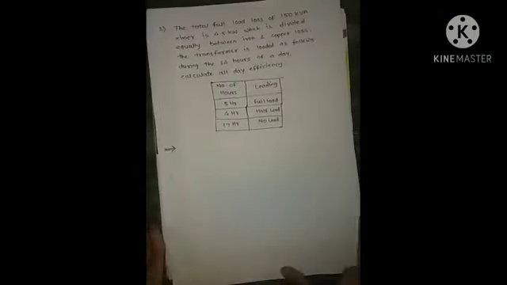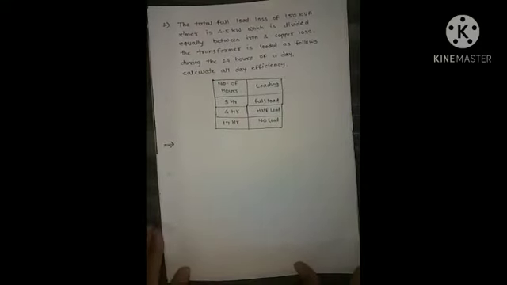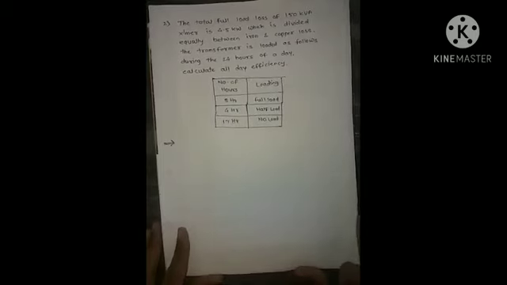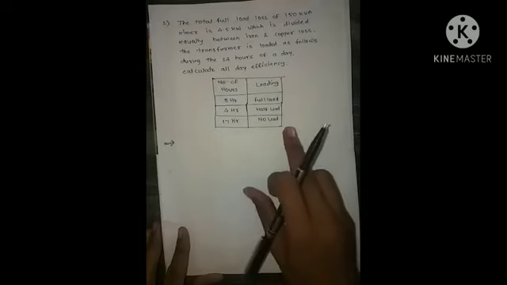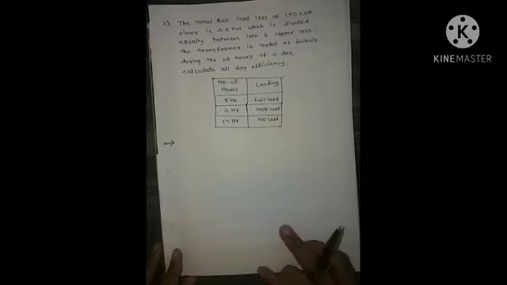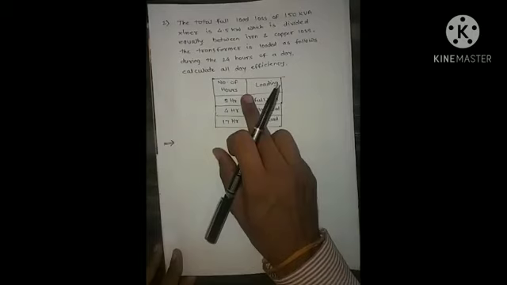So the next numerical is that the total full load loss of a 150 kVA transformer is 4.5 kilowatt, which is divided equally between iron and copper loss. The transformer is loaded as follows during 24 hours of a day. Calculate the all-day efficiency.